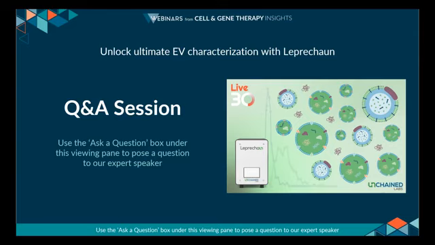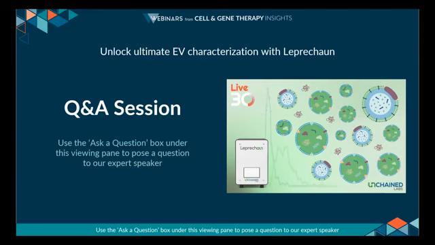Our next question is, what is the main difference between Leprechaun and ExoView? So the headline differences I think we highlighted here is really that improvement in the lower sizing limit. Leprechaun has improved optics, which means it can go down to 35 nanometers in comparison to the 50 nanometer limit for the ExoView R100 and R200. And this makes Leprechaun really the only technology besides super resolution microscopy which can size and count those really small EVs.